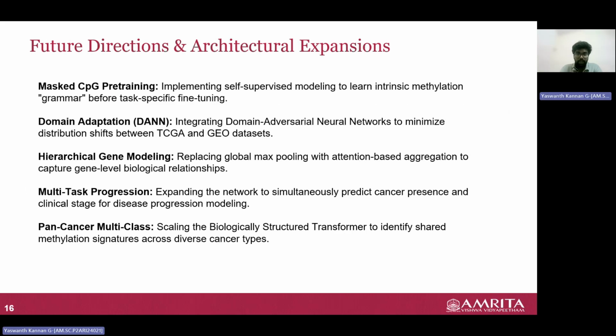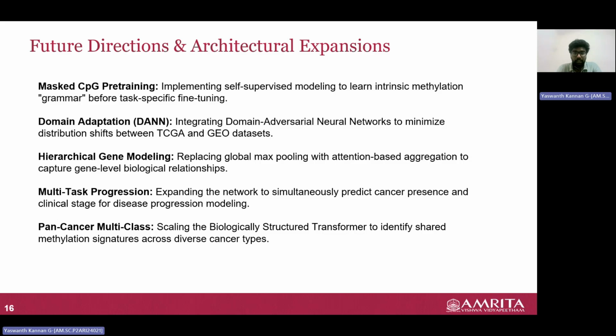While the current model shows a strong performance, we are planning to make improvements. One important extension is masked CpG pre-training, where the model can be trained in a self-supervised manner by masking certain CpG sites and learning to predict them. This would allow the model to learn the underlying patterns more effectively, similar to language models.